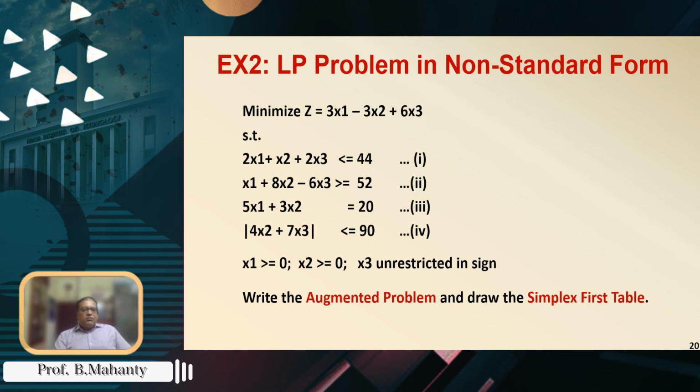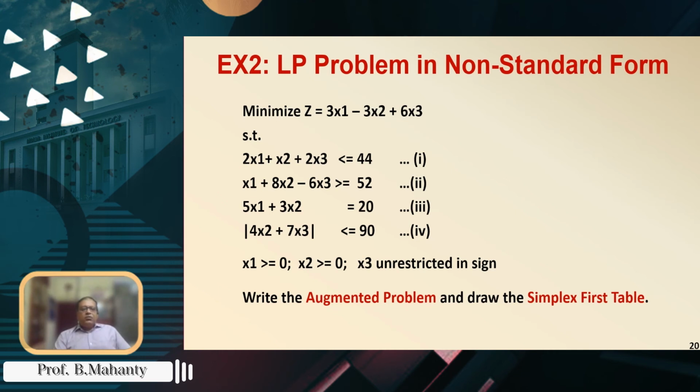It is a minimization problem. First of all, one constraint is less than or equal to, non-standard form. This one is greater than or equal to, standard form. This is equal to, non-standard form. This is less than or equal to, non-standard form. Whereas x1 and x2 are in standard form for minimization, because both are greater than or equal to 0, but x3 is unrestricted in sign.